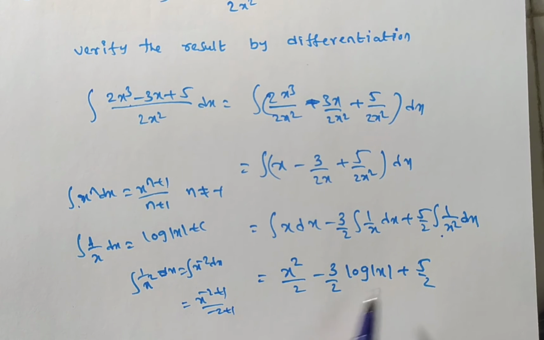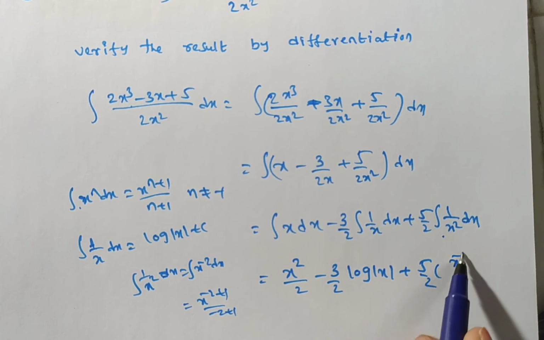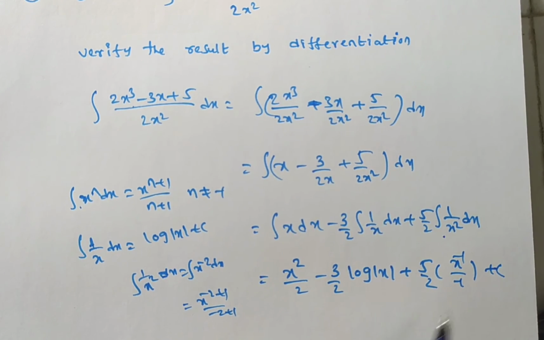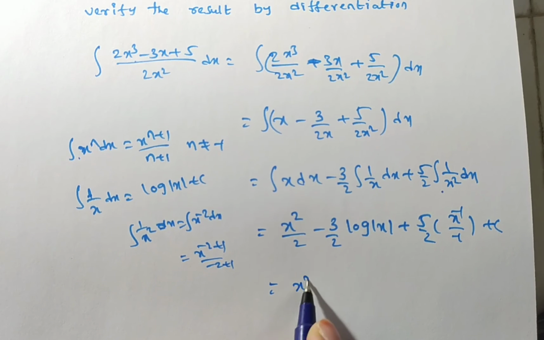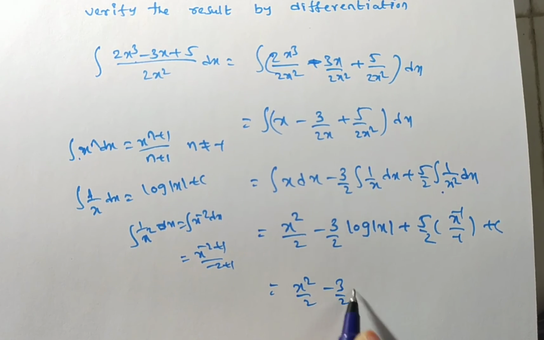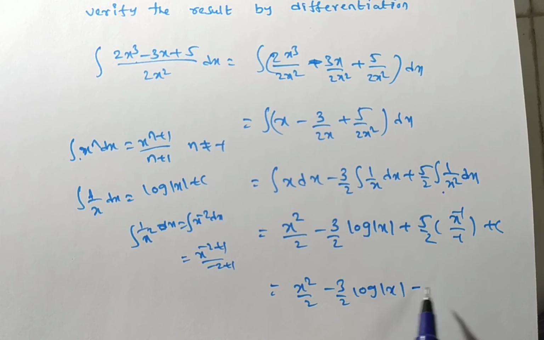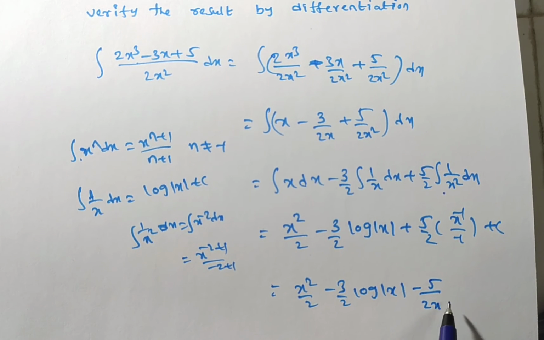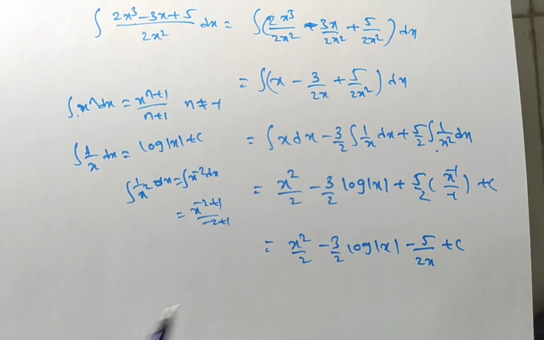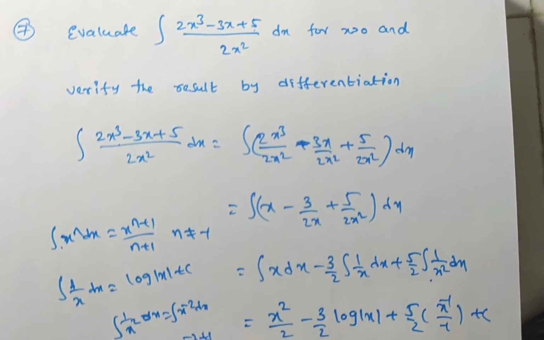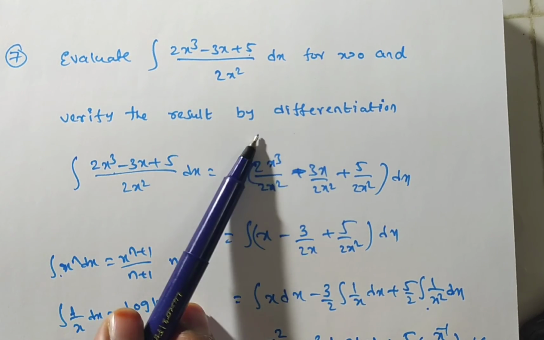Nothing but here minus 1, so plus into minus. Anyway, I will write one more step: x power minus 1 by minus 1, plus you will have arbitrary constant c. So simply you can write this as x square by 2 minus 3 by 2 log mod x. Next, this is plus into minus, minus 5 by 2x plus c. That's it.